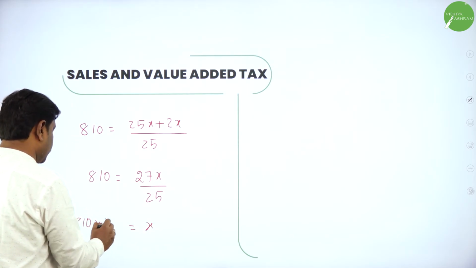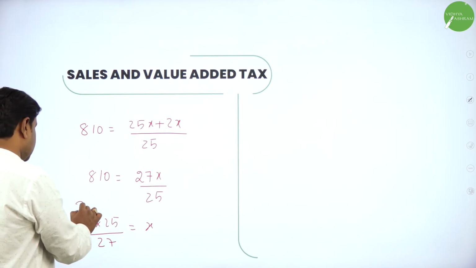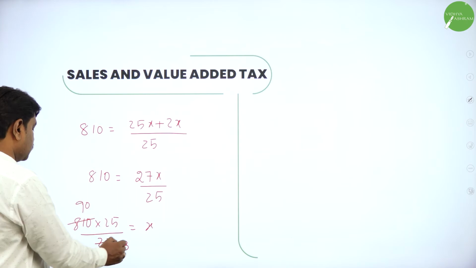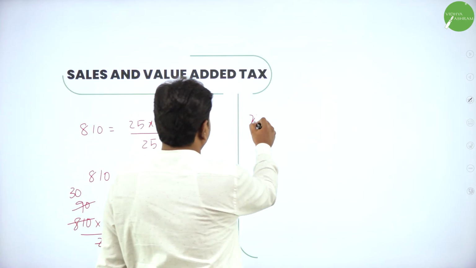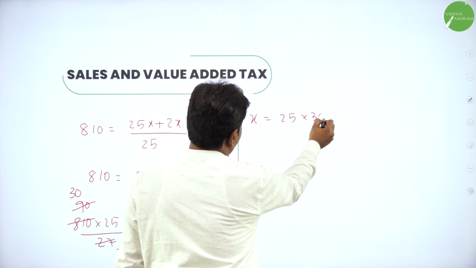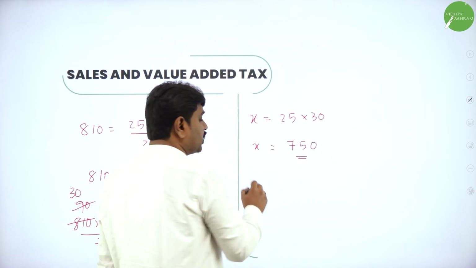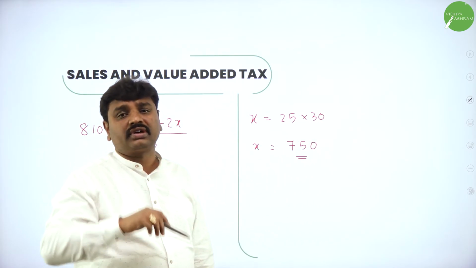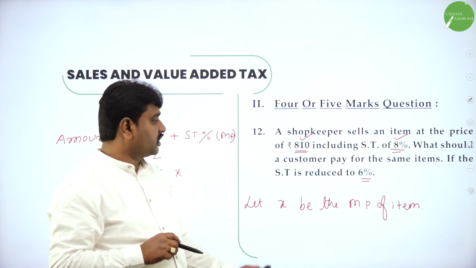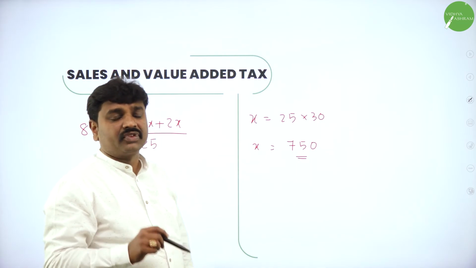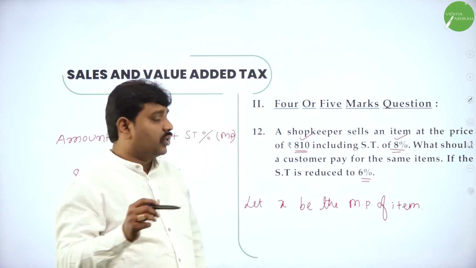And x is equal to what? 810 into 25 divided by 27. Simplify this. 27 times 3 is 81, so 810 divided by 27 is 30. So x is 25 into 30, which is 750 rupees. So x is the market price, the market price without tax. He paid 810, but the market price is 750.